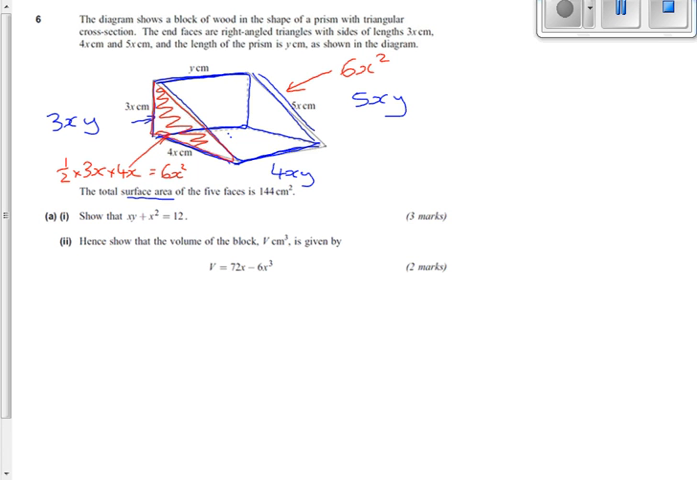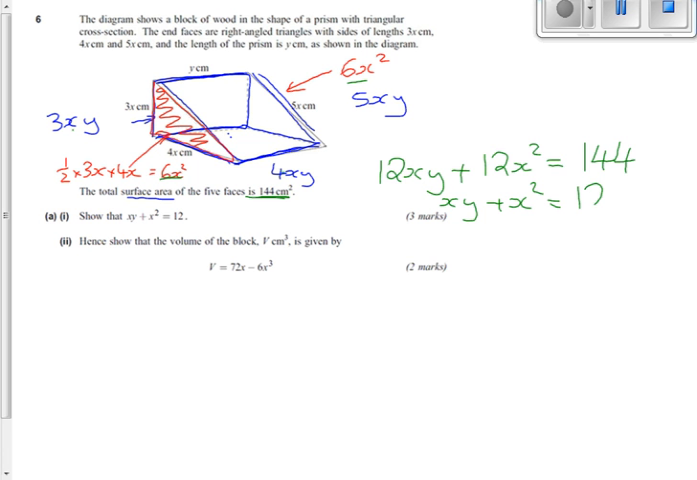So let's add up all of that and see what we've got. The xy's then, 3, 4 and 5 of them make 12 of them. 12 xy's plus the triangles 12x squareds. And we've been told that the surface area is 144. So that equals 144. Divide everything by 12 and you've got your answer.